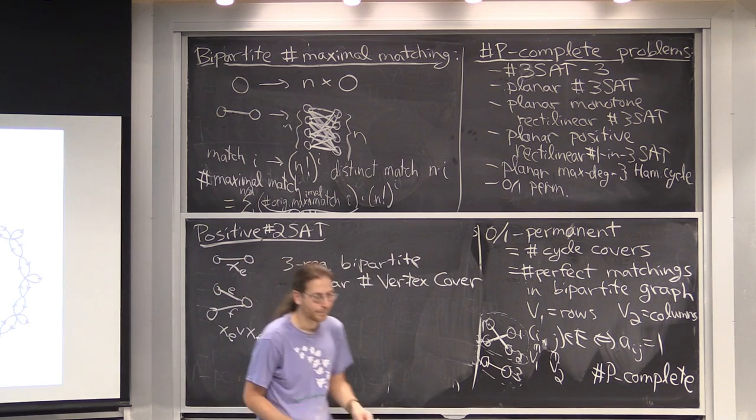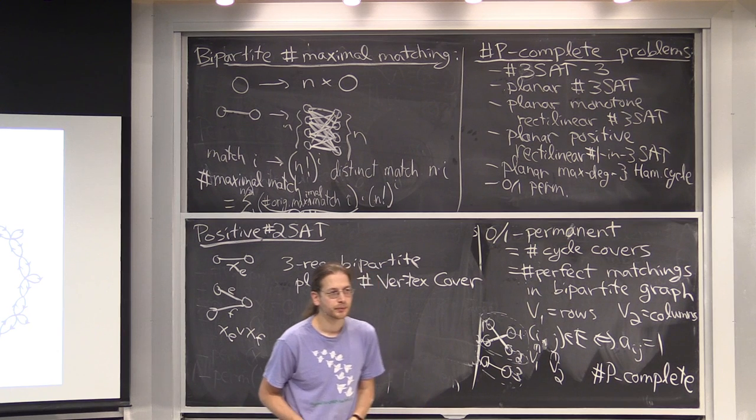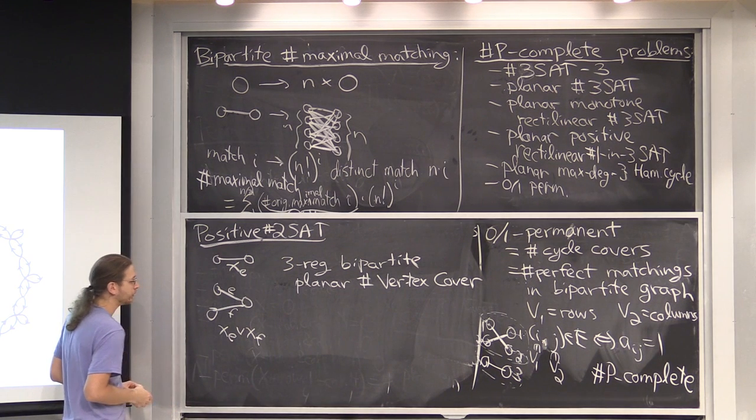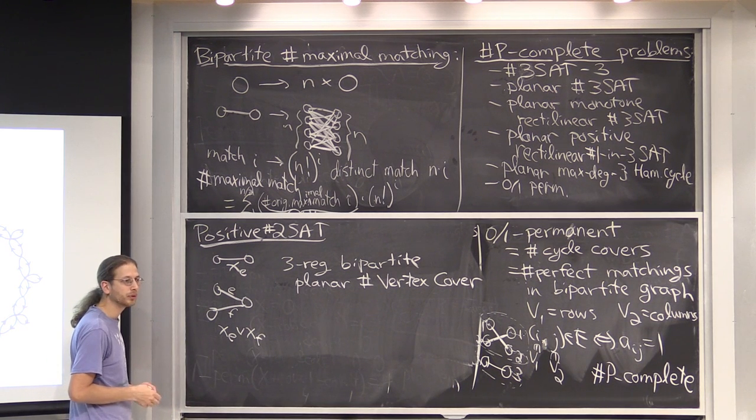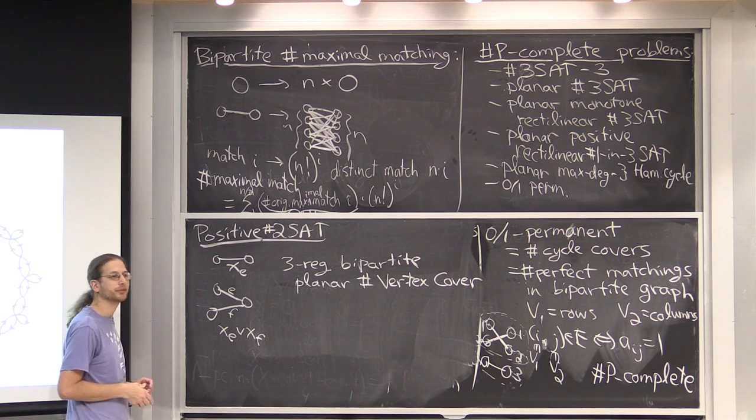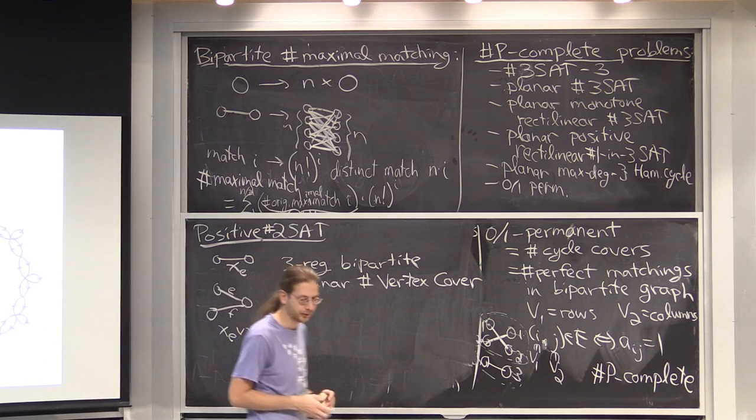Yeah? Since the variables in your positive 2SAT reduction are true when the edge is not in the matching, I think it's maximally false, not maximally true. Also maximally true, you just set everything to true. Yes. Right. Sorry. I see. Right. So it's minimal solutions for a 2SAT. Thank you.